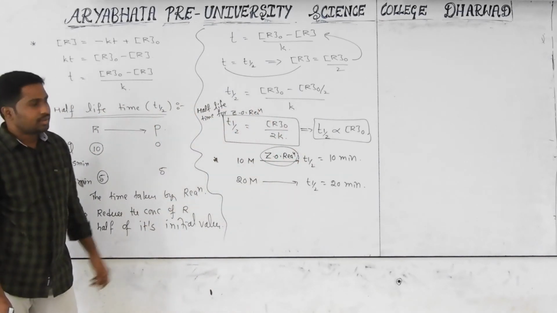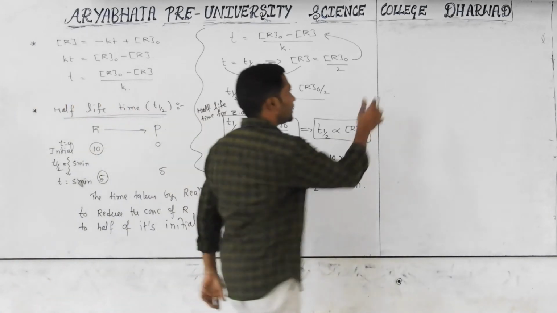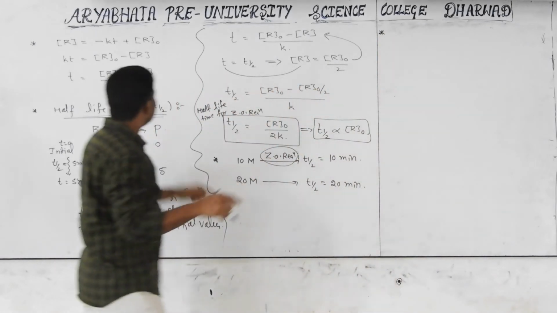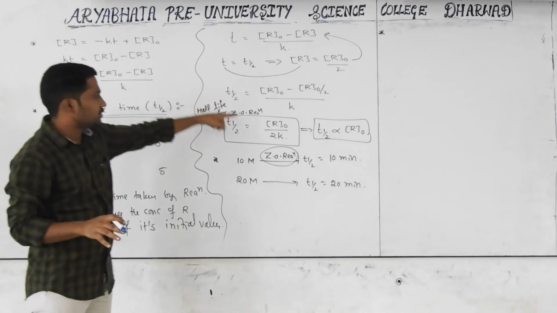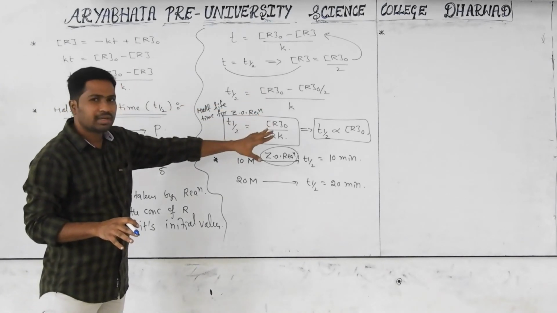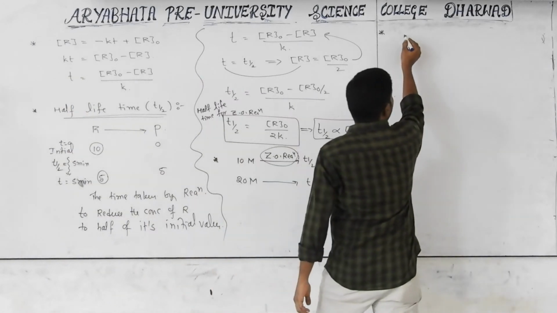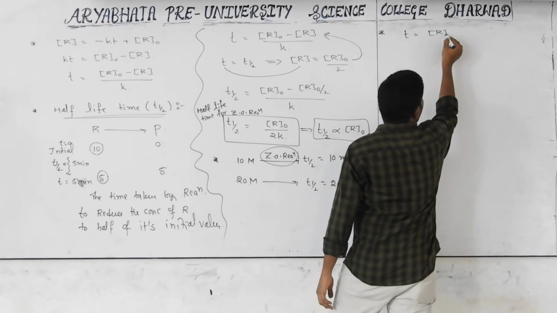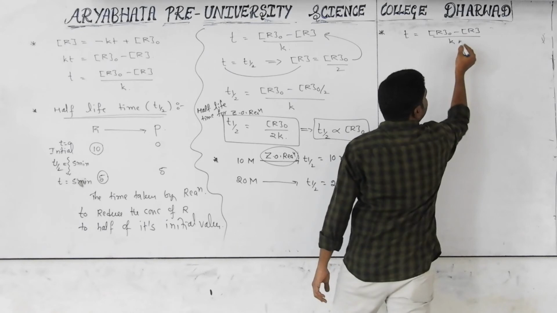Are all of you getting it? Yes, you have to remember this formula: half-life time is equal to R0 by 2K. I am just telling some other complicated information. Actually, if you write up to here, it is enough for the question. If you are asked half-life time, you should add this concept also. But what I am explaining now is only from a competitive point of view. First of all, the reaction is: time t is equal to R0 minus R by K.